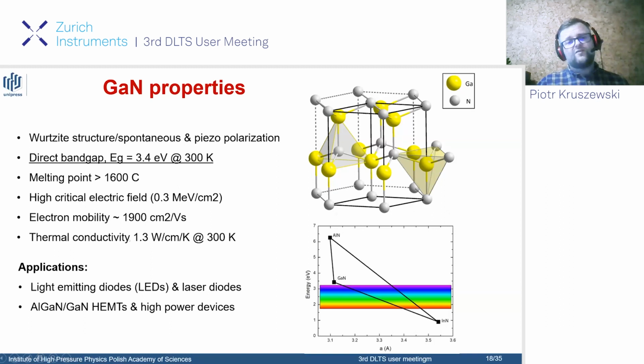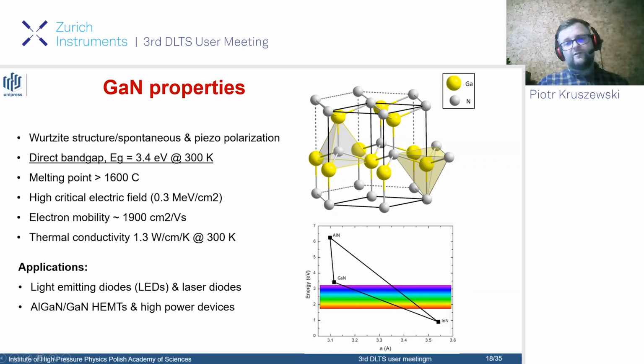And there is also good thermal conductivity in gallium nitride. And the applications of the nitrides are at least light emitting diodes, which revolutionized the lighting in the world, laser diodes as well, and also high power devices and hence transistors, which are based on this spontaneous polarization effects and two-dimensional electron gas.